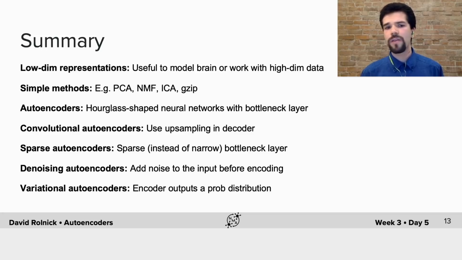And finally, we've seen variational autoencoders, where the encoder is actually outputting a probability distribution over your potential low-dimensional representations, and the decoder is sampling from that before doing the decoding. Enjoy playing around with these various algorithms for creating low-dimensional representations, and thank you.